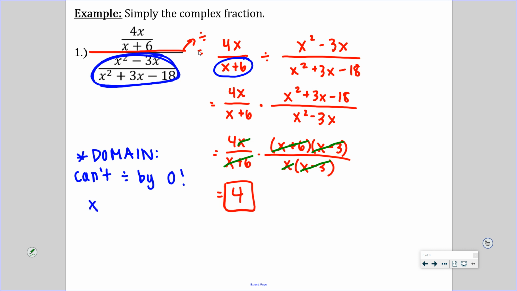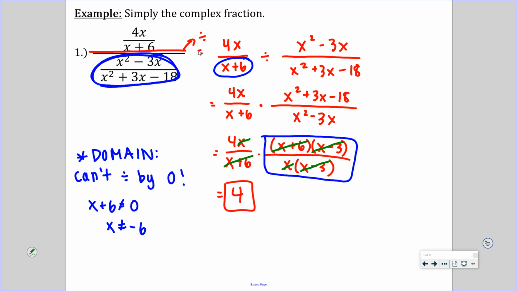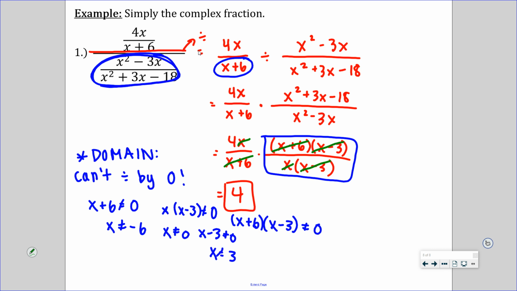All right, so let's set these each equal to 0. Let's start with the x plus 6. That can't be 0, right? x can't be negative 6. And neither of these can be 0. Now you guys already factored them right here. So x times x minus 3, that can't be 0, and neither can the x plus 6. x minus 3, you're going to notice we get a lot of repeat ones here. So x can't be 0 from that. x can't be 3. And we get negative 6 and 3 again from there.